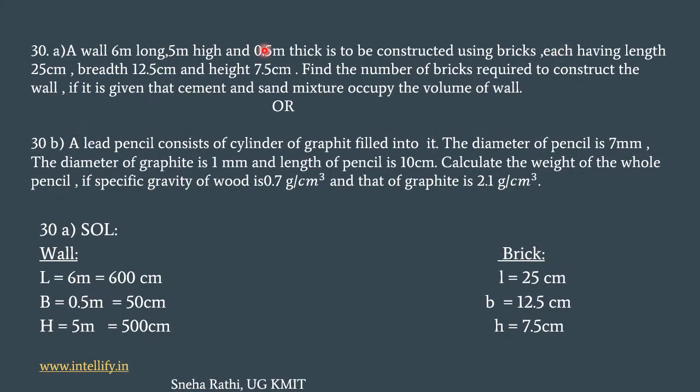Now they gave the bricks' measurement, each having length 25 centimeters, breadth 12.5 centimeters, height 7.5 centimeters. They're asking the number of bricks required to construct the wall if it is given that the cement and sand mixture occupy the whole volume of the wall, which means that volume of wall will be equal to number of bricks into volume of brick. For finding volume of wall, the formula is LBH, length into breadth into height. For volume of brick, the same formula, length into breadth into height.